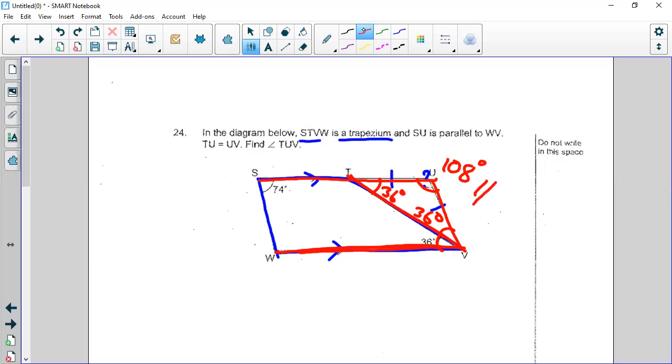Okay, so when there are two lines that are parallel, look for Z, and also don't forget the important property: angles between two lines that are parallel add together to 180. So this property is also very important. Okay, let's go to question 25.